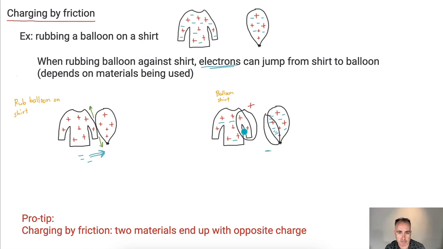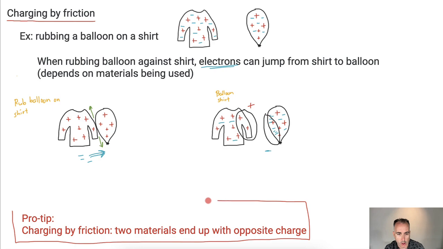This becomes positively charged. And remember, opposite charges attract. So that's why it's going to be attracted to the shirt. So do you notice what happens in the end then? This is the pro tip: if you charge by friction, the two materials end up with opposite charge.